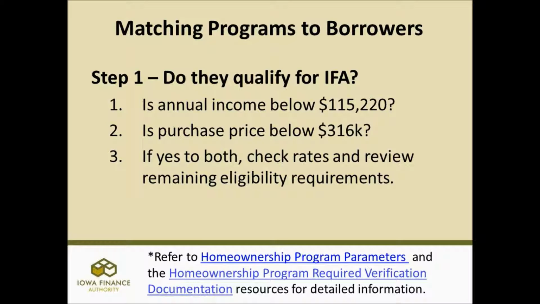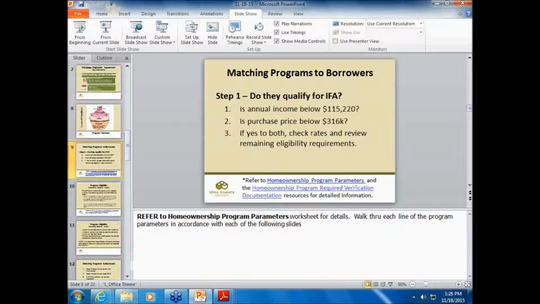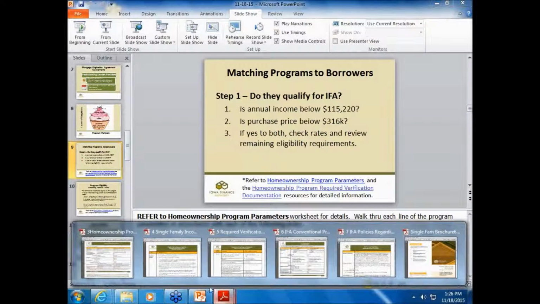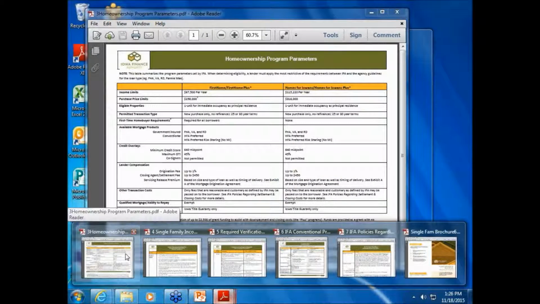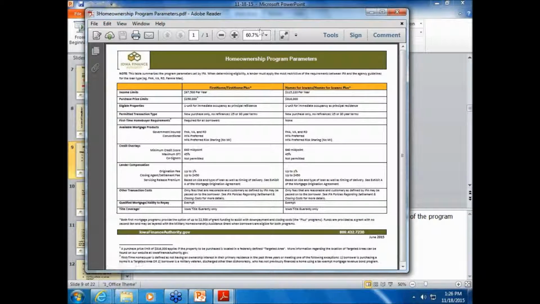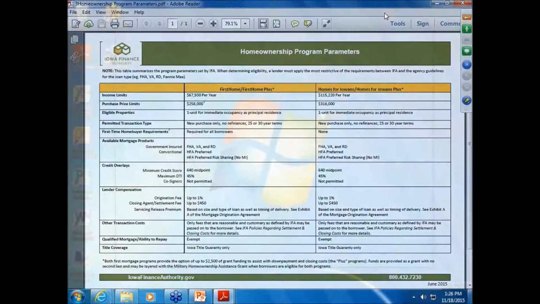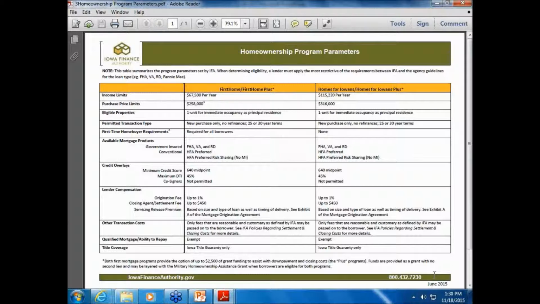So with that, I'd like to pull up a cheat sheet that we have developed, our homeownership program parameters. We'll give a second for Beth to pull that up. And I really like the simplicity of this form, because in a nutshell, it covers all the core questions that you need to be able to answer to determine whether someone meets our criteria for financing.